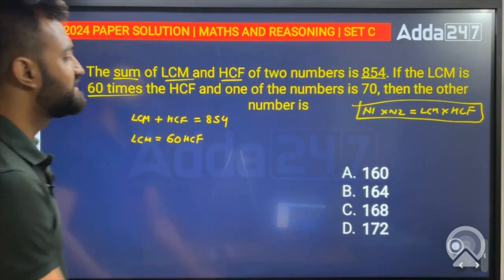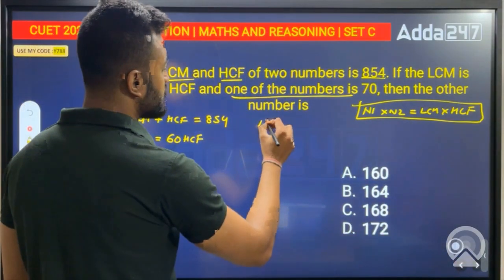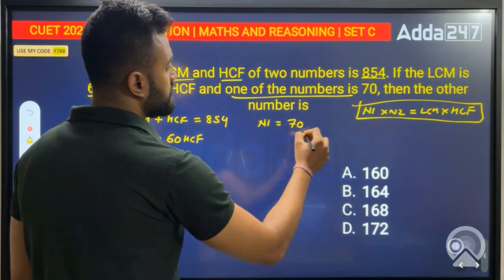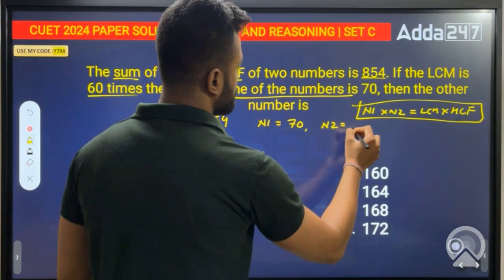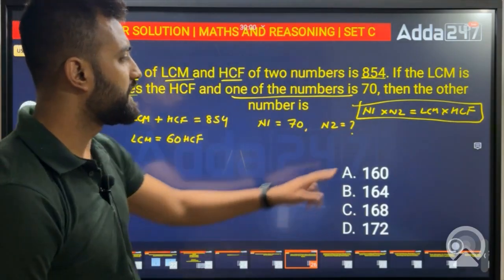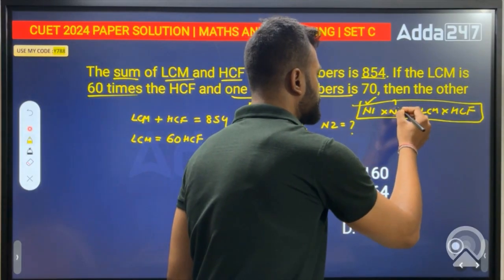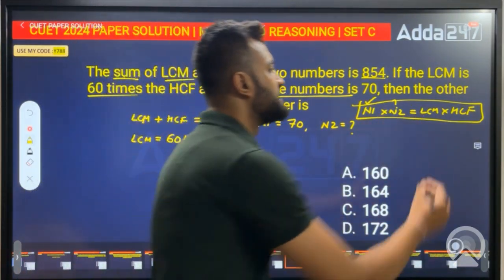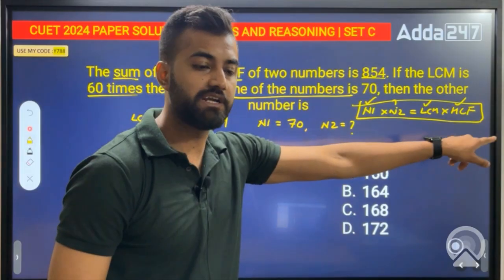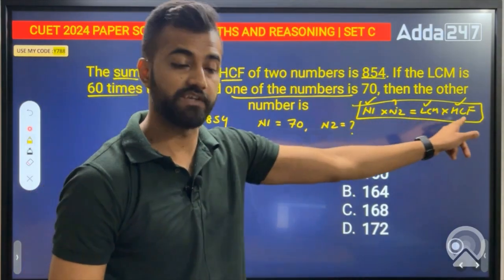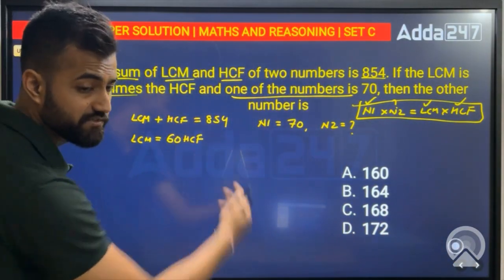And one number is given to me. N1 is given to me, and N1 is 70. The other number, N2, I have to find. In order to find N2, I have N1 but I don't have N2. So I need LCM and HCF. If you give me LCM into HCF, I can find this number by solving the equation. This clue is given just to find LCM and HCF.